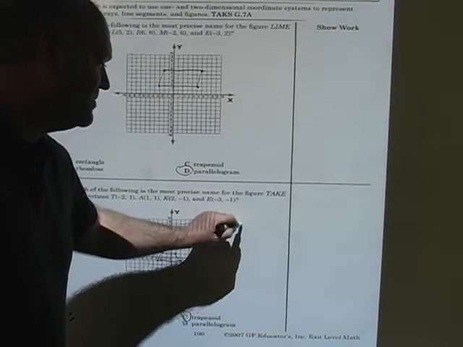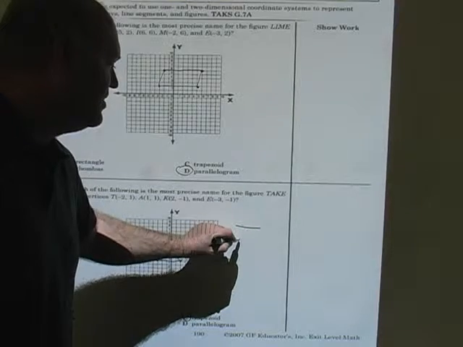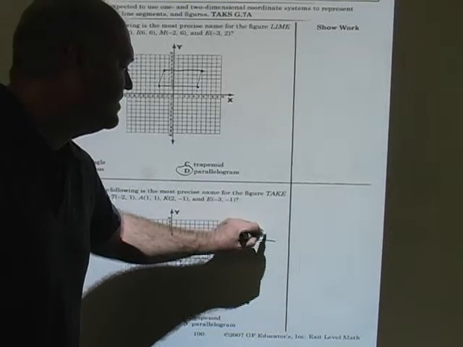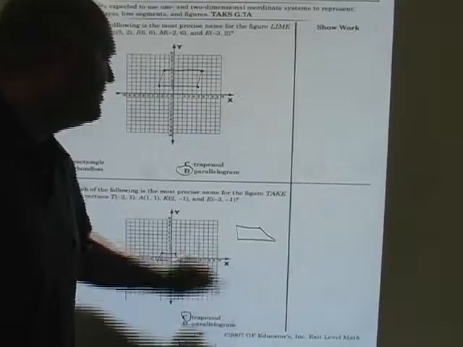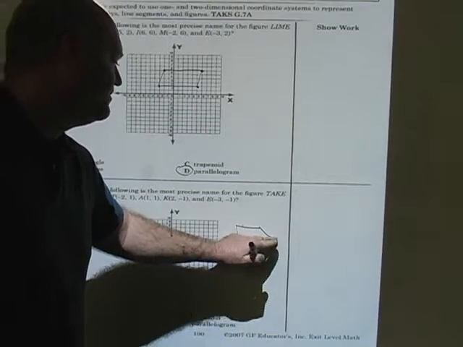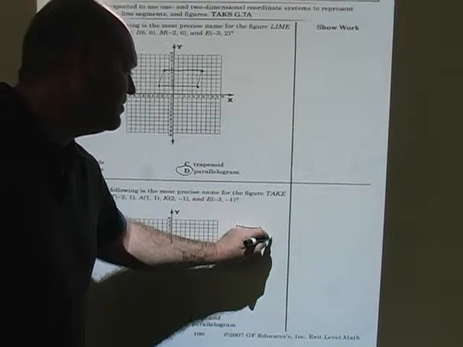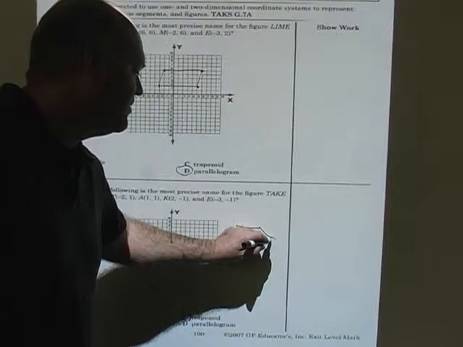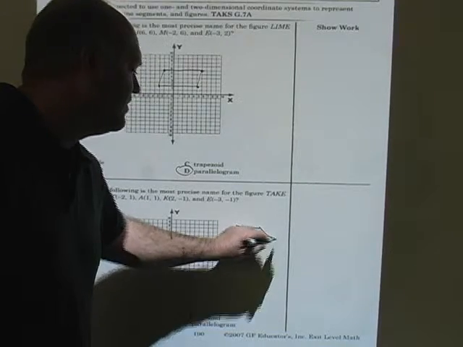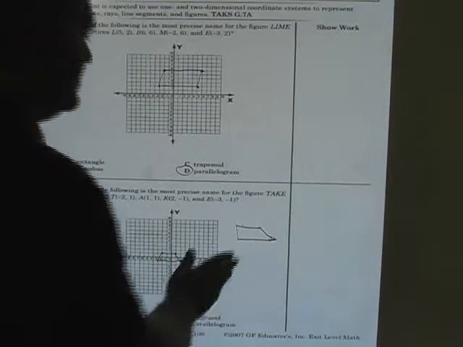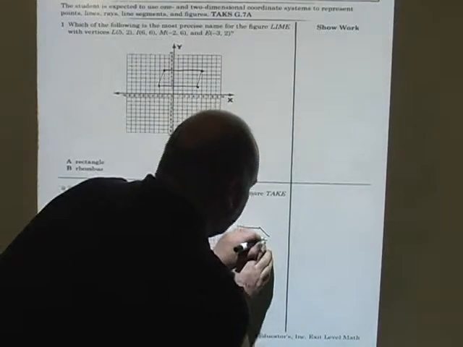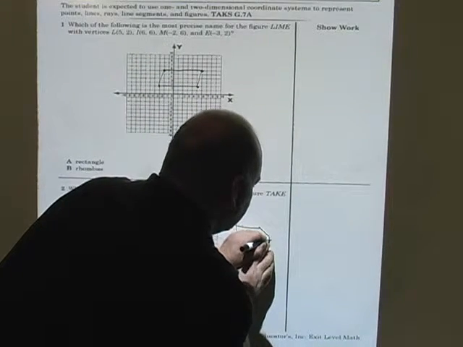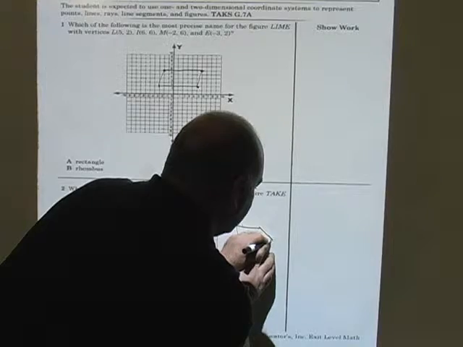A trapezoid could also look like this. Okay? Not a good picture, I know, but okay. Sorry. It's hard to draw like this. There.